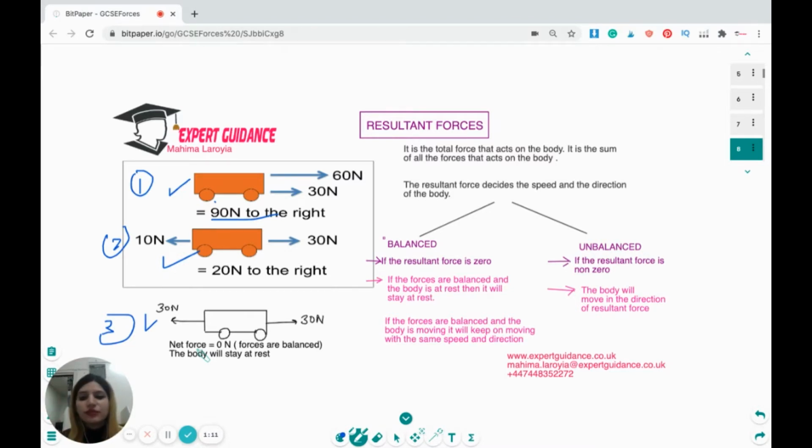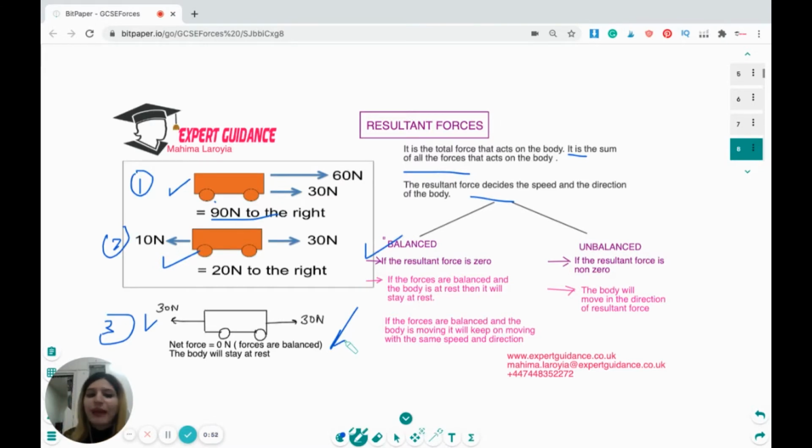Now, what is a resultant force? It is the total force that acts on the body. It is the sum of all the forces that act on the body. The resultant force will decide the speed and direction of the body. The resultant force could be balanced. Balanced is case 3, where the resultant force is 0.